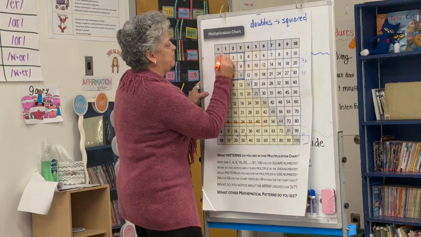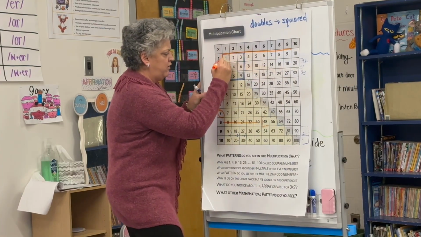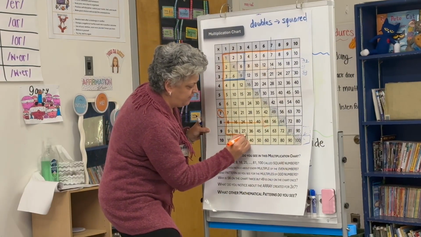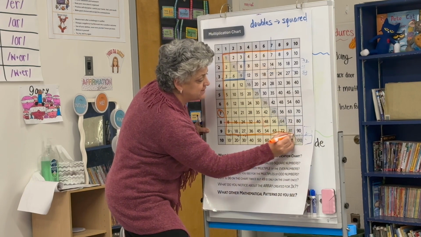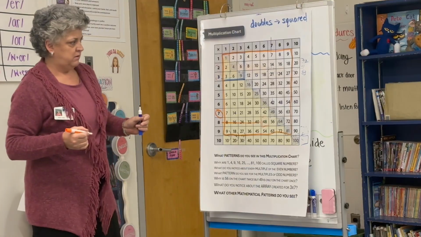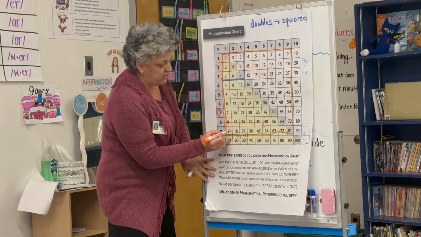I gotta go all the way over here to the 9. I have to come all the way down to the 9. And then we'll finish this shape and we'll see if it makes a giant square. Yeah, it does. Well, let's check. Let's count how many numbers are across. Ready?